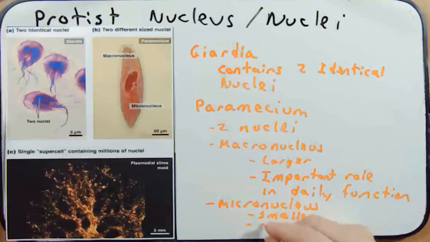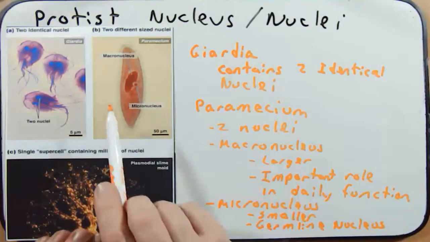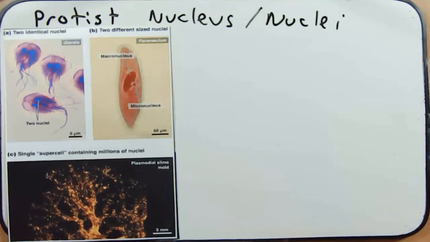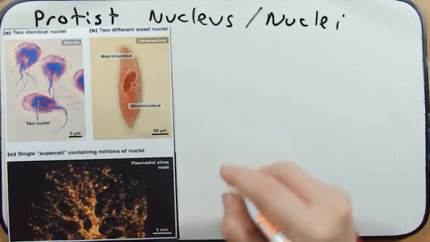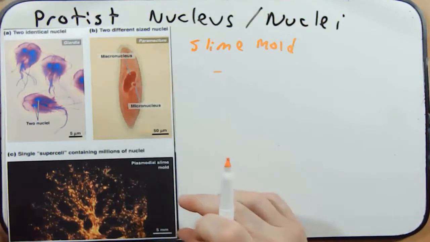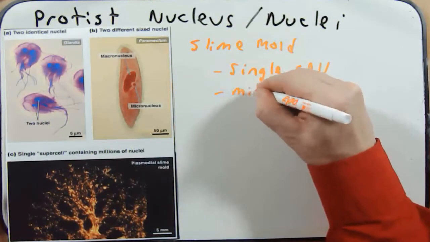And this is the germline nucleus. This is what gets passed on to the next generation. So when progeny are made from this paramecium, the micronucleus is the one that's passed on to the next cell, and it will ultimately give rise to the macronucleus. Now, as the last example of looking at protists with different numbers of nuclei is the slime mold here. And it's rather spectacular looking, and it's hard to see here, but this is a single cell. But it contains millions of nuclei.